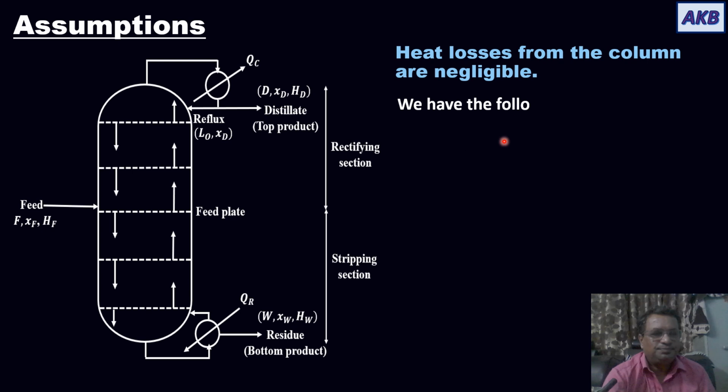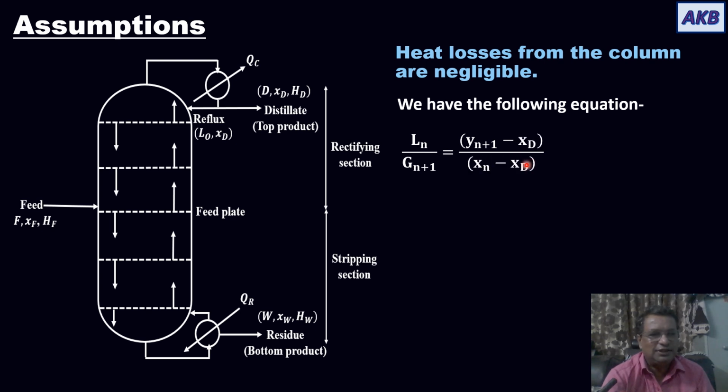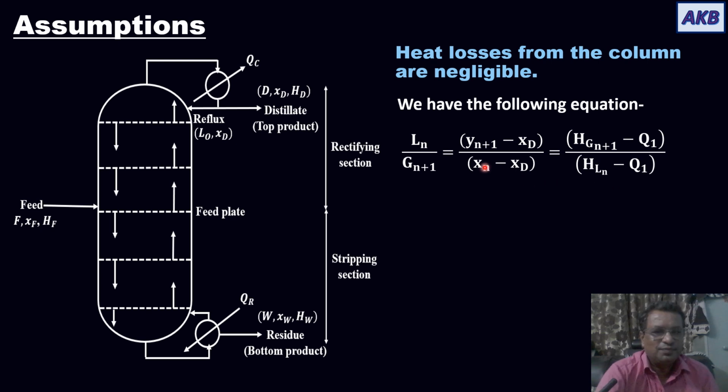The equation is like this: Ln upon Gn+1 is equal to (yn+1 minus xD) divided by (xn minus xD), that is equal to (HGn+1 minus Q1) divided by (HLn minus Q1). This equation was derived in the discussion on energy balance for the tray column. Here Ln stands for the liquid molar flow rate leaving the nth tray. Gn+1 stands for the vapor molar flow rate that leaves the n+1 tray.